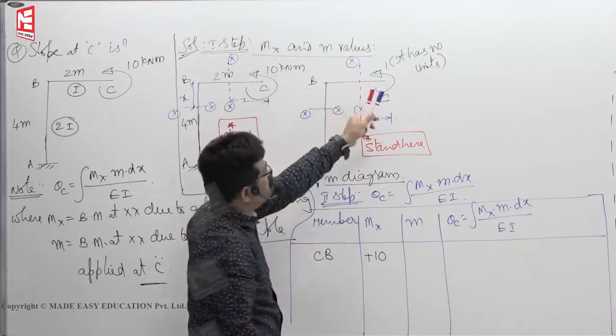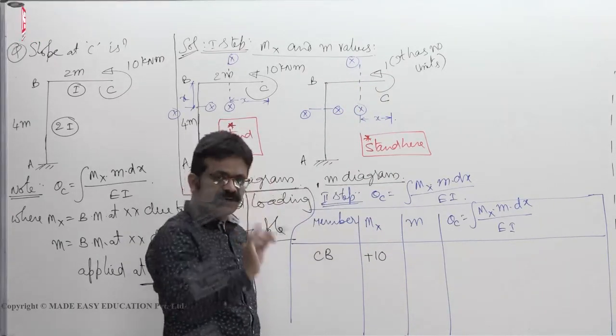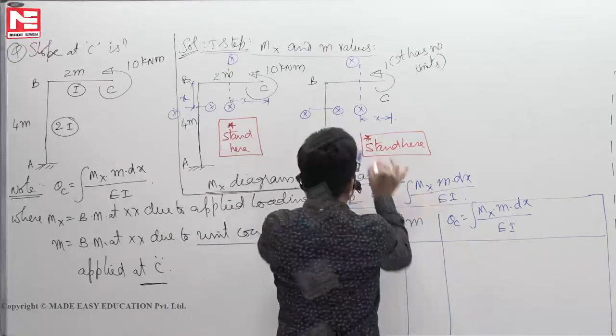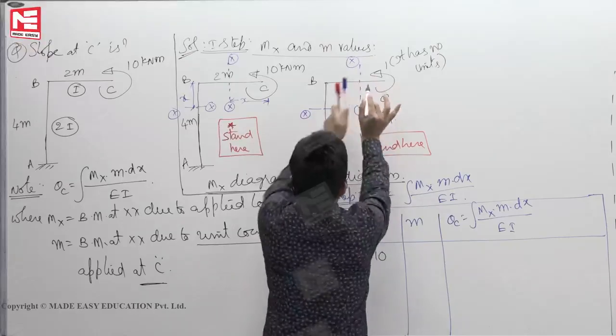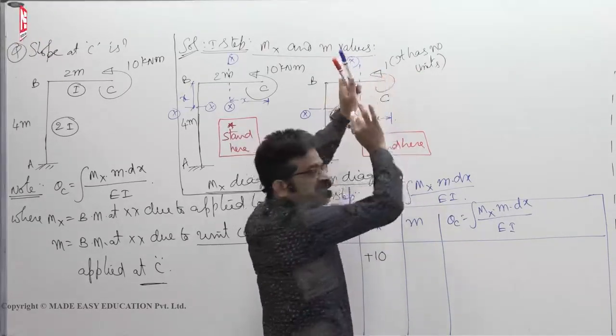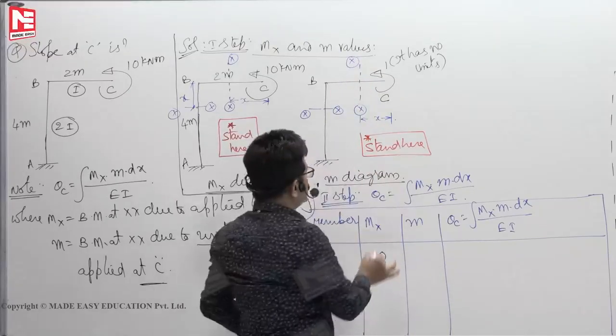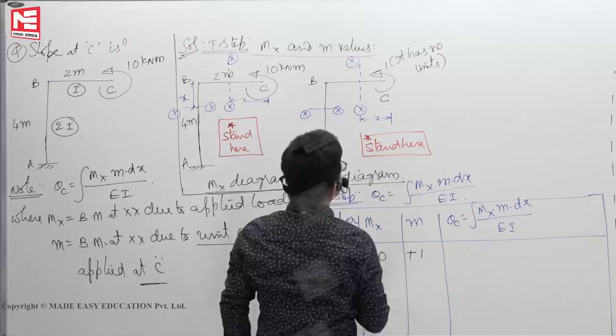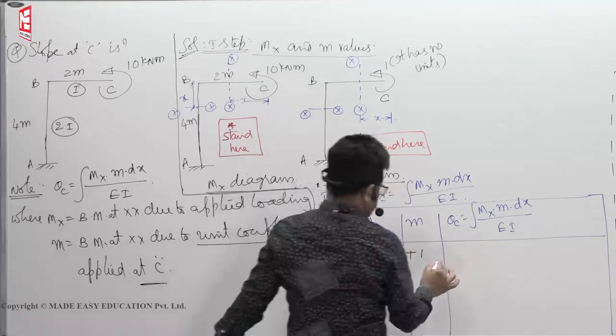Then small m, at the same section due to unit load alone. Here unit load means unit couple here. Come here, stand here, look right side. Section right side anti-clockwise, also again sagging, it will sag the member. So plus 1. So integral of mx m dx by EI.